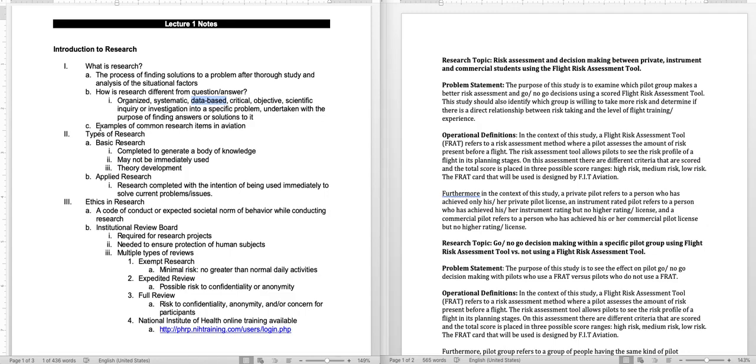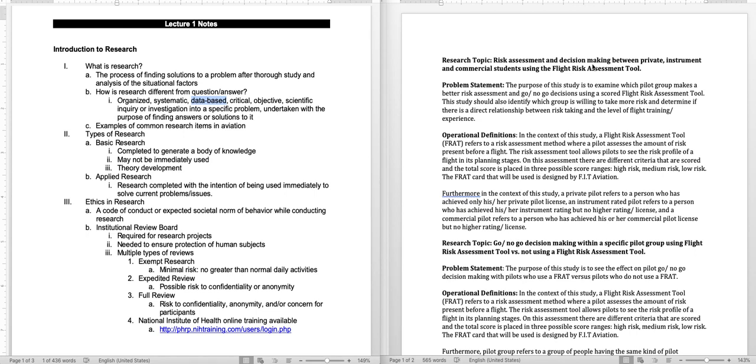So let's look at some common research items in aviation. I've got a couple different ones here. I talked about fatigue as one example, but another one would be potentially risk assessment or decision making. So an example for a research topic would be what's the decision making between different levels of flight students using an assessment tool, a risk assessment tool.